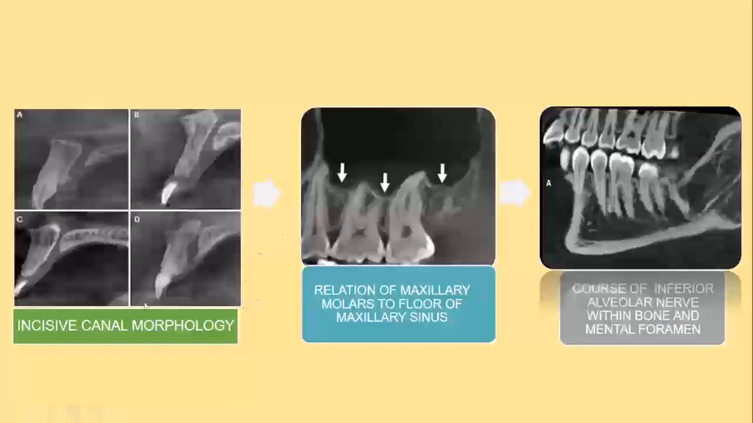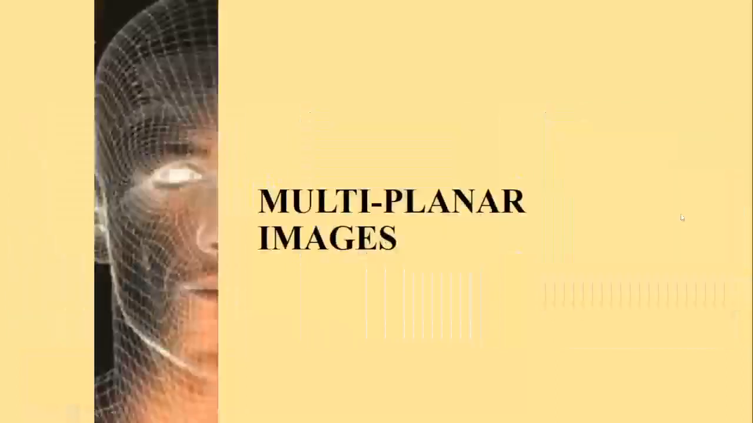Okay, you can see the incisive canal morphology. This would help with regards to implant placements. And yes, the course of the inferior alveolar nerve canal is again made out well in sagittal sections.